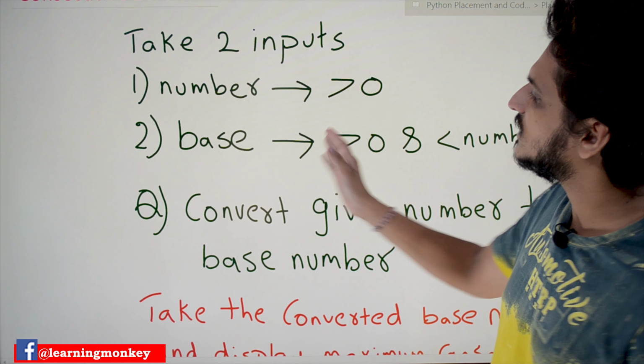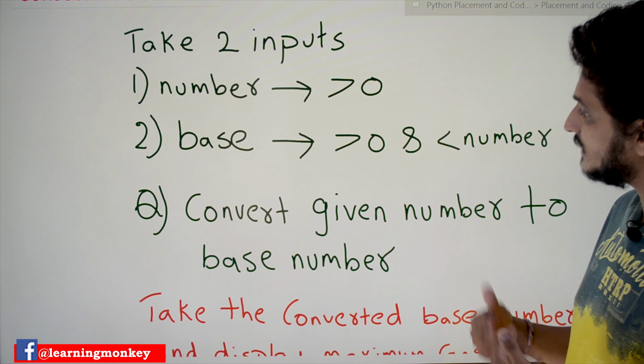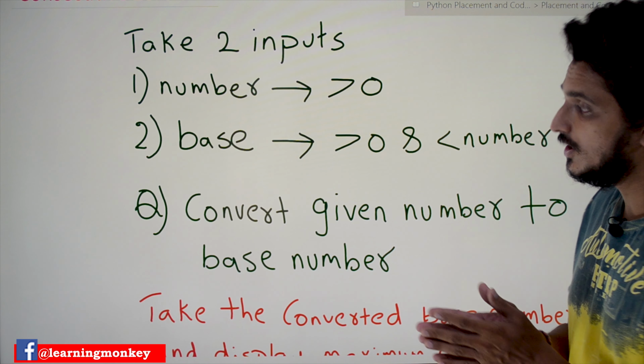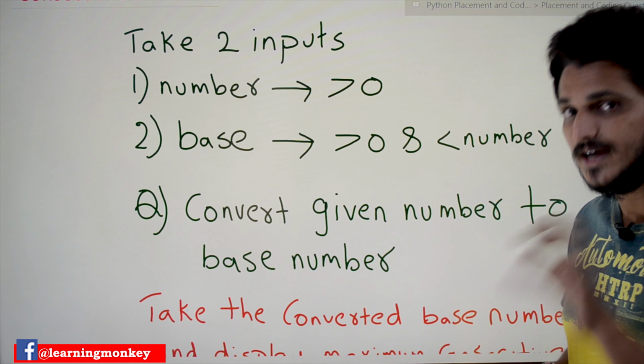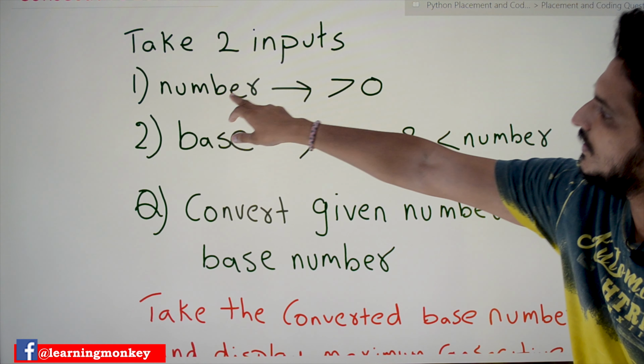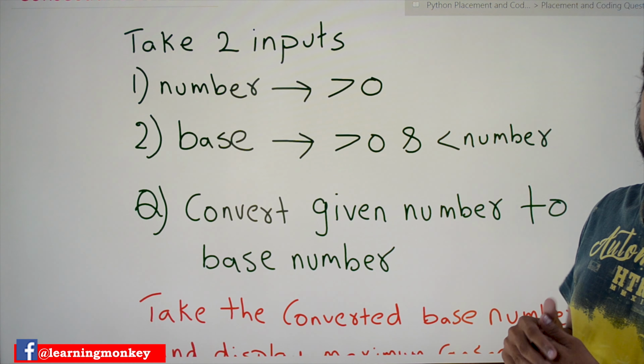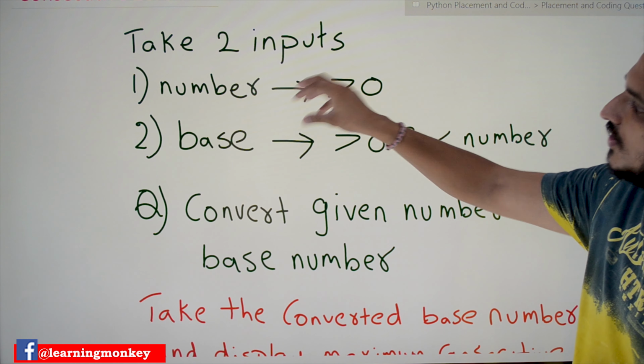The next one is taken in a variable called base. We have to give the base value, and for the base value there is a condition. It should be greater than 0 and less than number. Whatever number you have provided here, the base value should be less than that number. That is the condition imposed on the inputs.